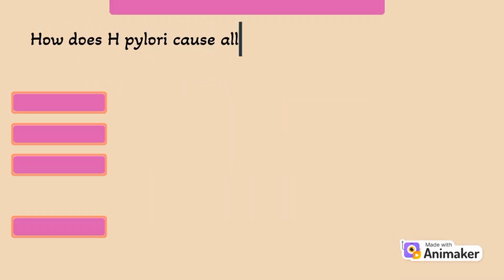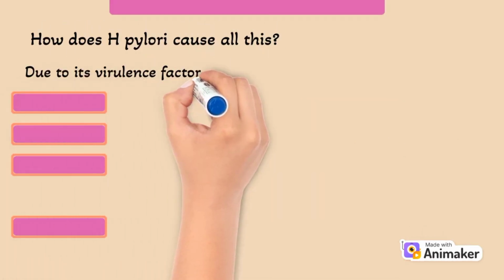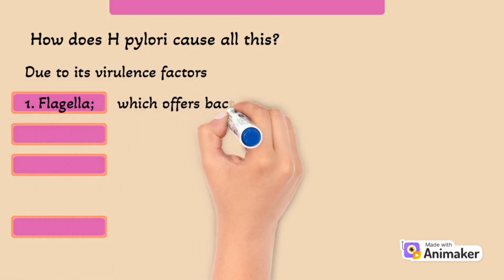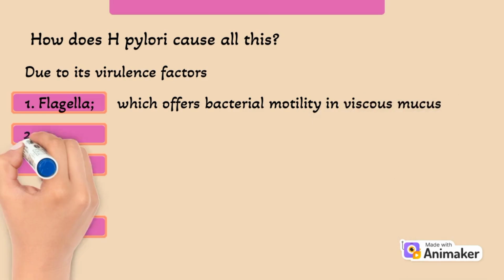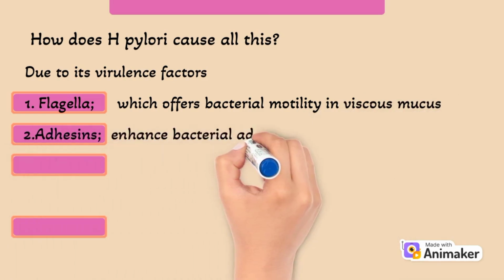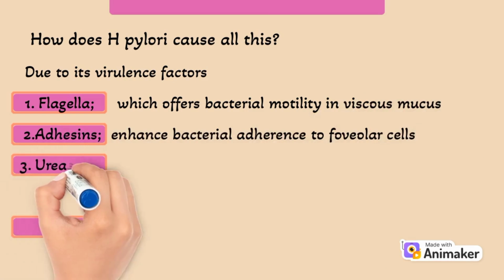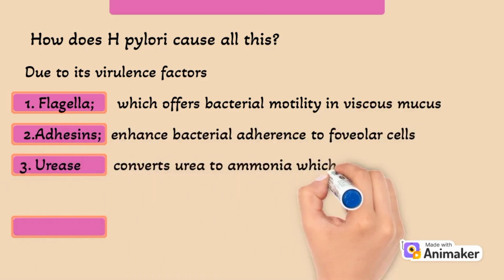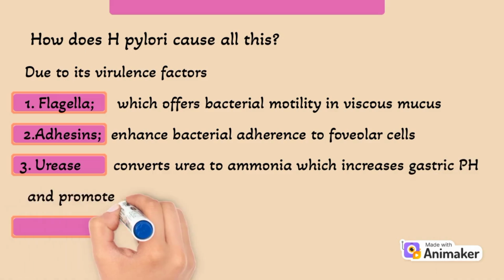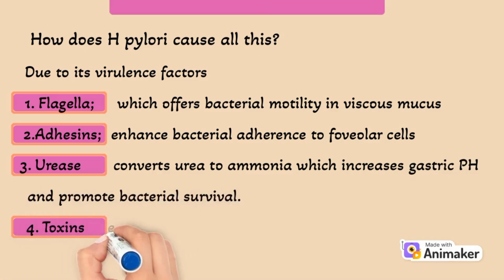How does H. pylori cause all this? Due to its virulence factors: 1. Flagella, which offers bacterial motility in viscous mucus. 2. Adhesins enhance bacterial adherence to foveolar cells. 3. Urease converts urea to ammonia, which increases gastric pH and promote bacterial survival. 4. Toxins, for example CagA.